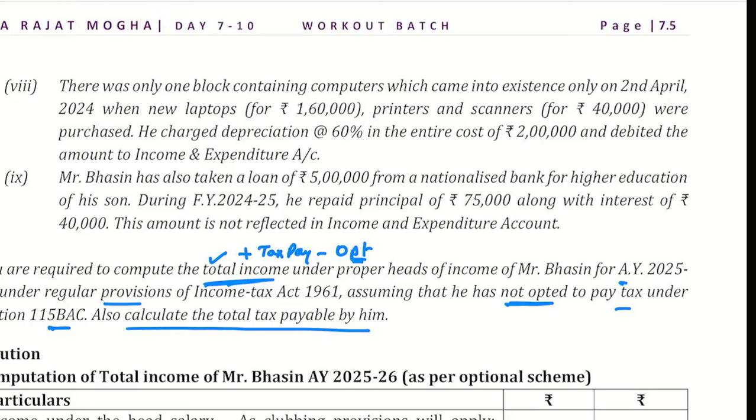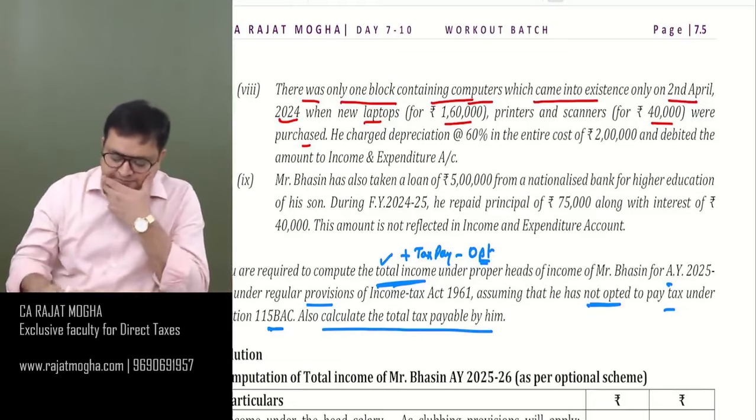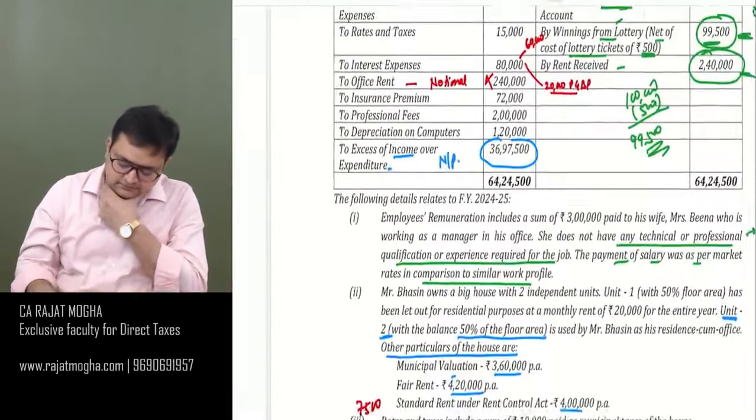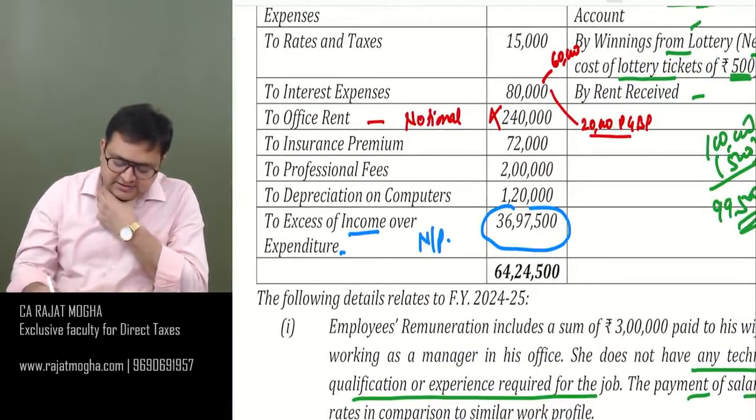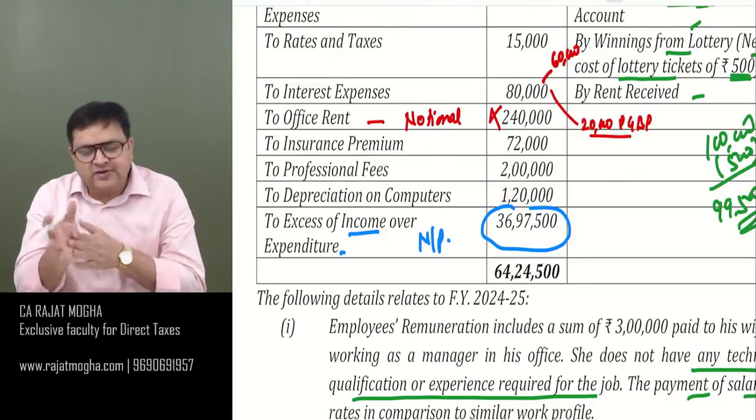Okay. There was only one block containing computers, which came into existence on 2nd April 2024 when a new laptop of 160, printer and scanner for 40 were purchased. There was only one block. So he doesn't have any other assets except computers. Guys, he has charged depreciation on computers 120. So now they are giving this information on depreciation.